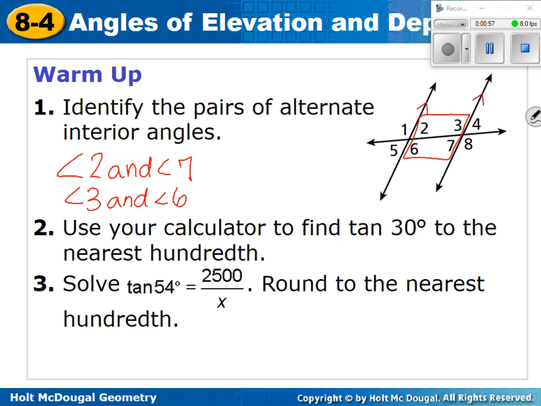What did you get? Point 58. All right, 0.58. Does everybody agree with that? Remember that you should be able to find the exact value of the tangent of 30. That was on the homework assignment that you turned in last time. Let's review that real quick. If I want to find the tangent of 30 without my calculator, what do I do?